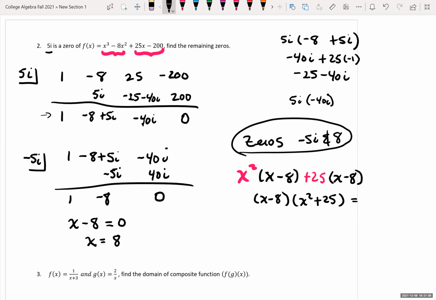We're looking at when is this 0? Well, x minus 8 is 0 when x is 8. And x squared plus 25 is 0. We're using the square root property. If we subtract 25 on both sides and then take the square root, we get x is plus or minus the square root of negative 25, which is equal to plus or minus 5i.